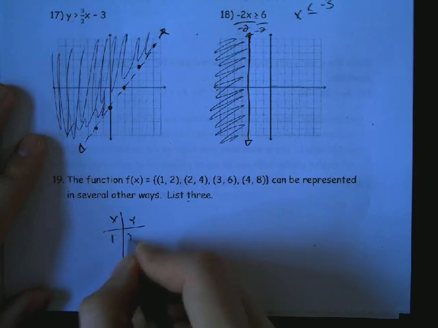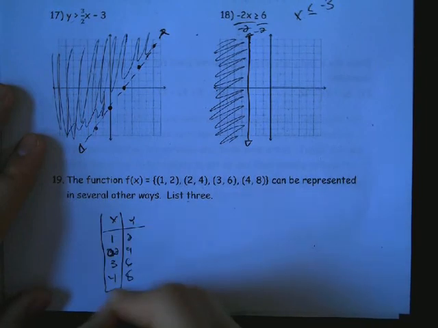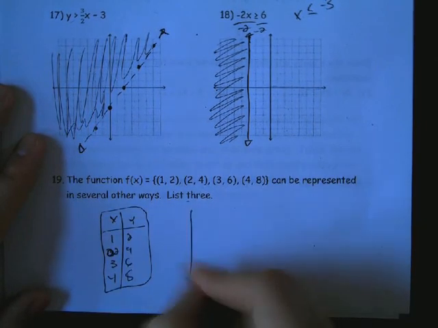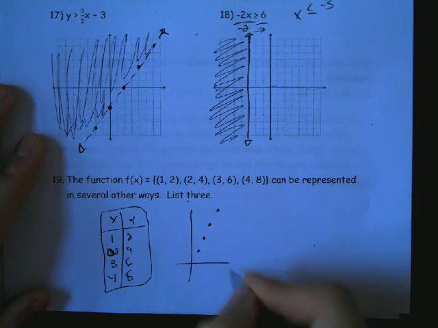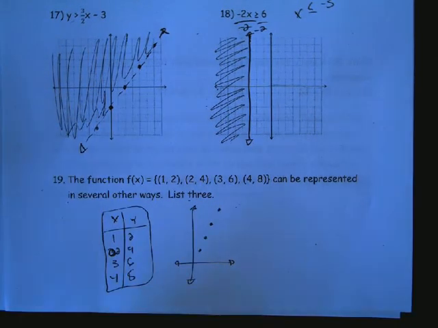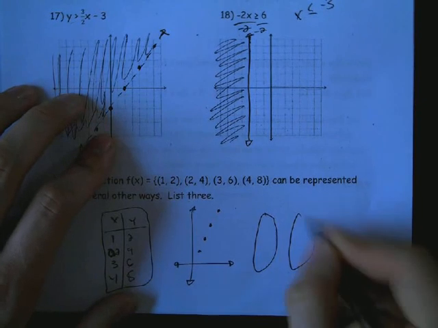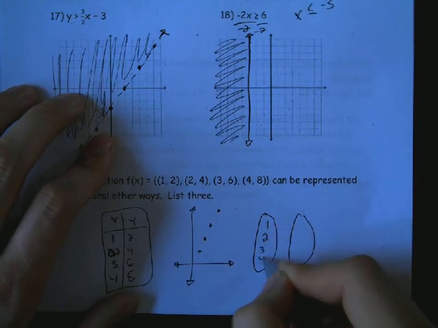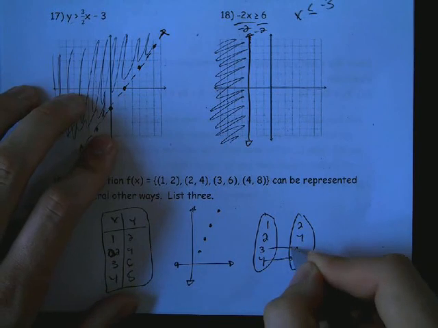So, 1, 2, 3, 4, 1, 2, 2, 4, 3, 6, 4, 8. Here's a table that lists the same values. Another way to list them would be in points. So 1, 2, 2, 4, 3, 6, 4, 8. There's another way to list it. If you wanted to, a third way would be this bad boy, where we have the two circles. We have 1, 2, 3, 4, 2, 4, 6, 8. You remember? And we got the little arrows.